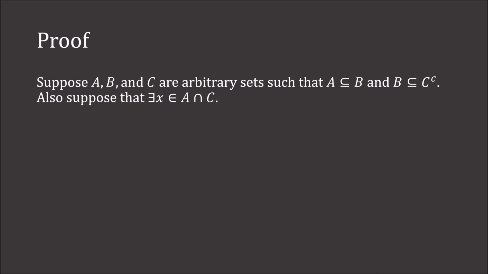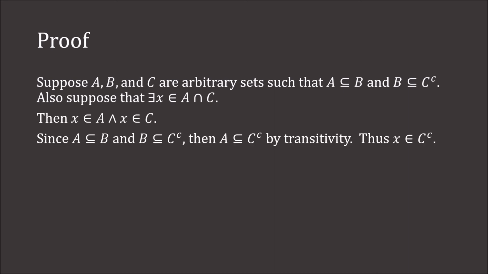Then this would mean that X is in A and X is in C. However, since A is a subset of B, and since B is a subset of C complement, then A is a subset of C complement by transitivity. Thus, X is in C complement. Well, this is saying then that X is in C, but also in the complement of C. Well, this is a contradiction. It cannot be in both. Hence, the intersection of A and C must be empty, and the proof is complete.